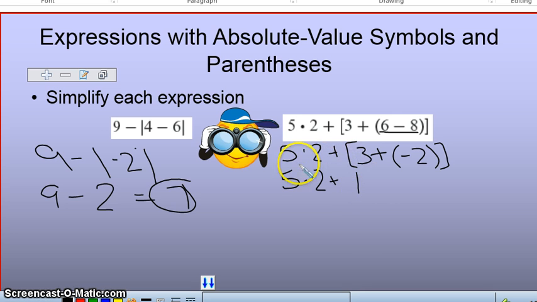Then we would go to exponents, but there aren't any here. Then we'd go to multiplication and division. So we've got 5 times 2, which gives us 10. And then finally, addition and subtraction. So we add 10 plus 1, and our answer is 11.